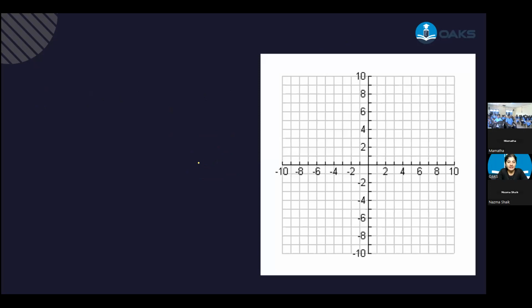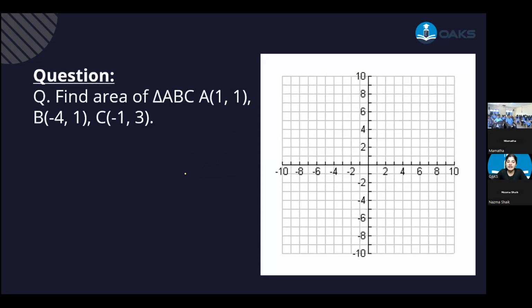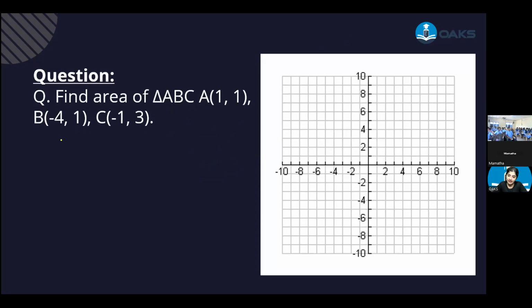Okay. Now we have a next question that says find the area of triangle ABC. So we have to plot these points and then find the area. Right? Let's do that. Now, for 1, comma 1, what we have to do? We have to start from origin and we have to move in right or left direction. Right, madam. Right, till 1. Okay. Now up or down?